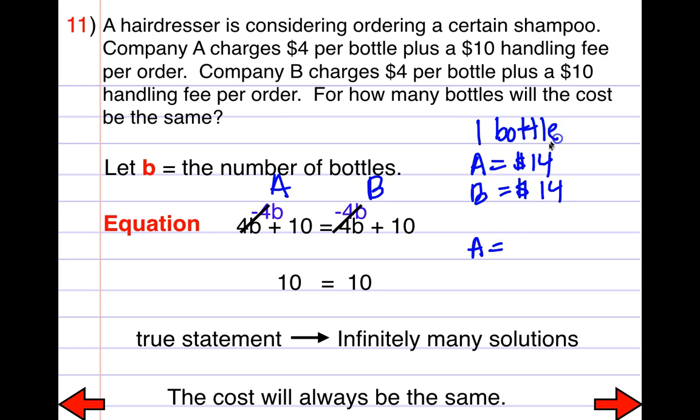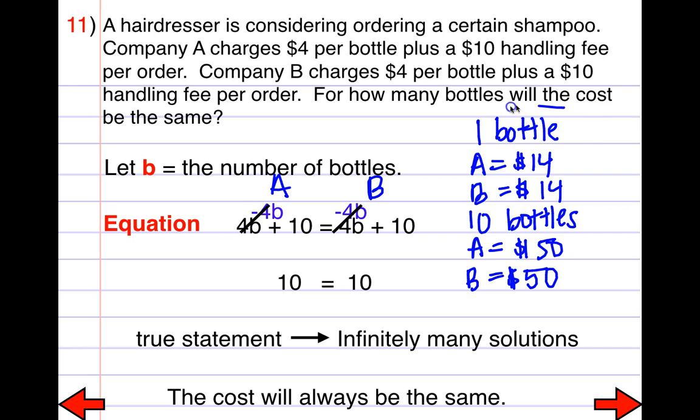What if you wanted to buy 10 bottles? I'm choosing 10 because it's easy to multiply by 10. Company A, since it's $4 per bottle, that's $40, but plus the handling fee of $10, it's going to cost $50. Well, what about company B? Again, since they are charging $4 per bottle, 10 of them would cost $40 altogether. Plus that $10 handling fee is going to cost you $50.